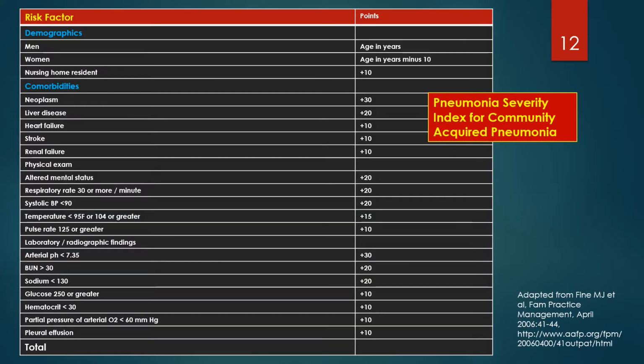This is a busy slide demonstrating how to calculate an objective score for a pneumonia severity index. It's based on demographic factors like age, sex, nursing home residence, comorbid conditions like neoplasm, liver and heart failure, physical examination findings, including mental status, respiratory rate, blood pressure, and various laboratory and radiologic tests. By using these factors, an objective number can be calculated.